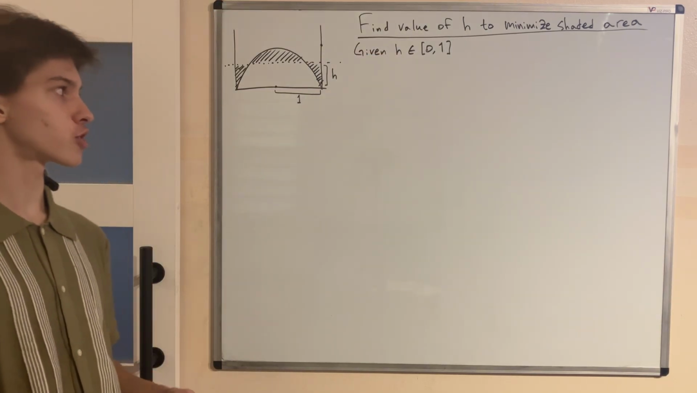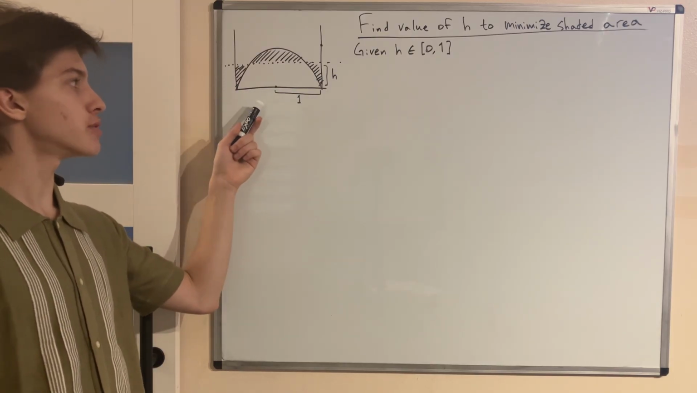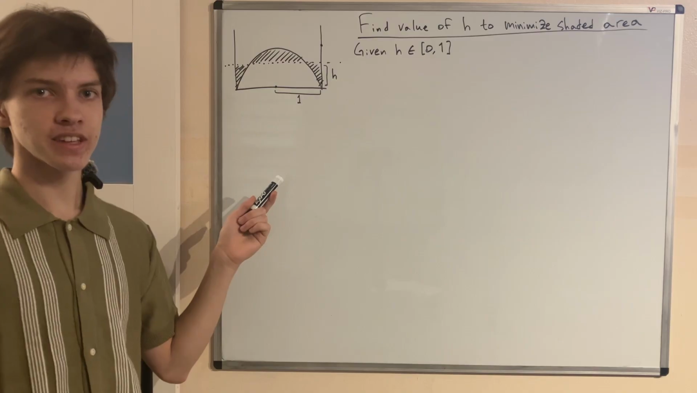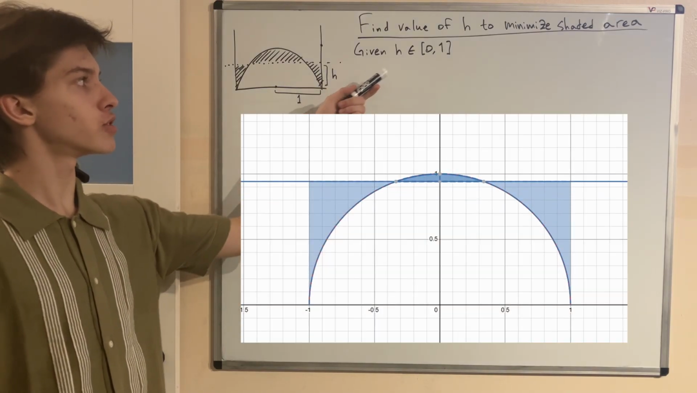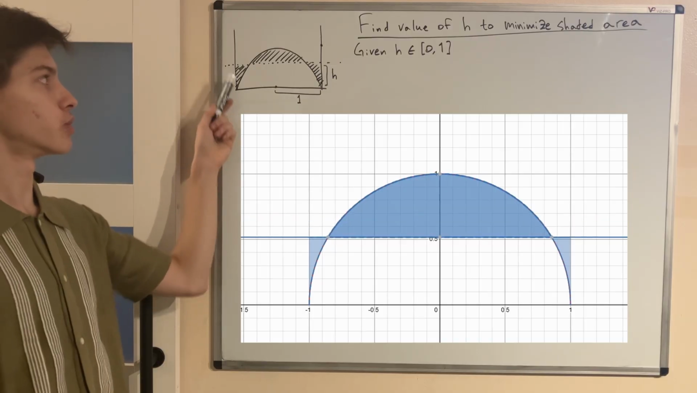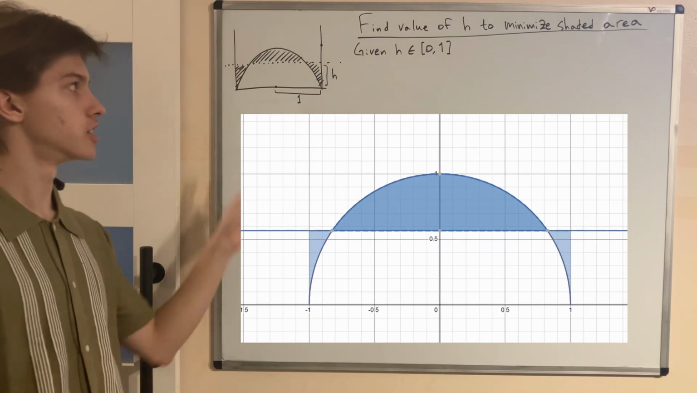We're given a semicircle with a radius of 1 and a line parallel to the diameter of the semicircle. This line has some height h above the diameter, and the value of h can range anywhere between 0 and 1. So the problem is to minimize the area shaded in here.